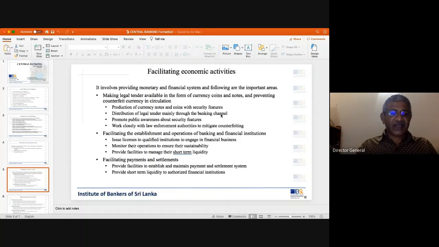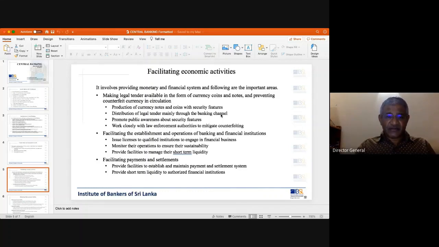Again, I have to mention, by now you may have studied under the IABF syllabus, especially under Survey of Financial Systems, about Lanka Clear, which is the institution established by the central bank with the participation of commercial banks to facilitate the exchange and payment and settlements. Central bank is behind this, so central bank has to do it.